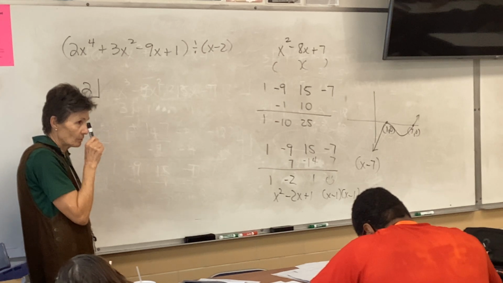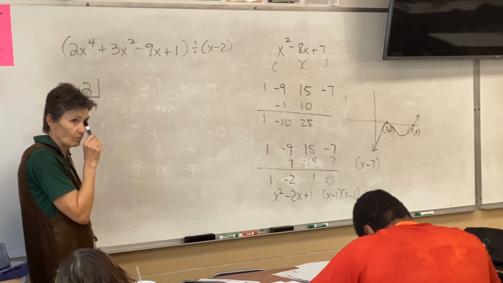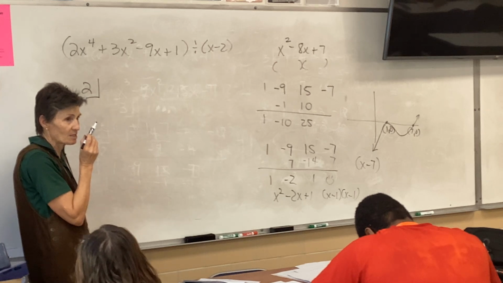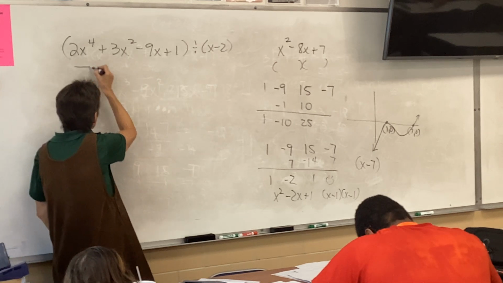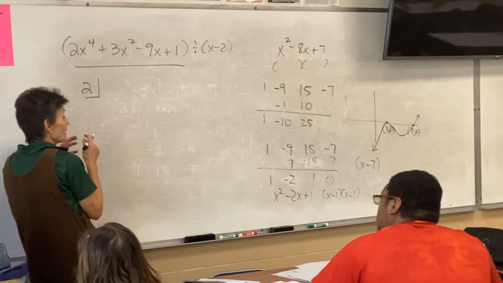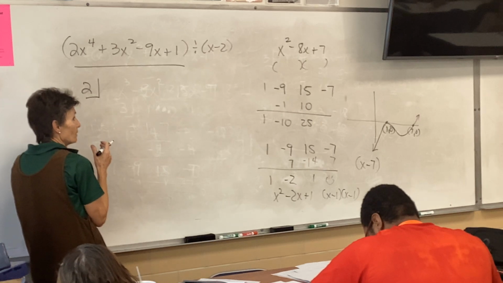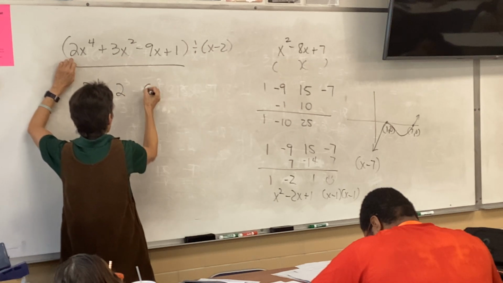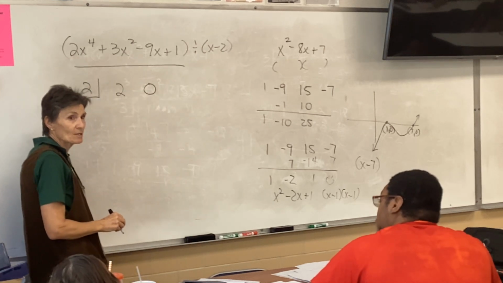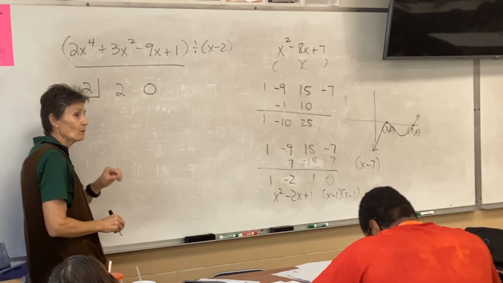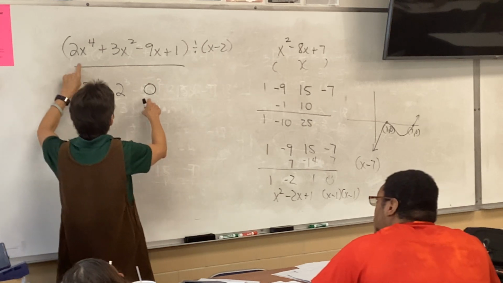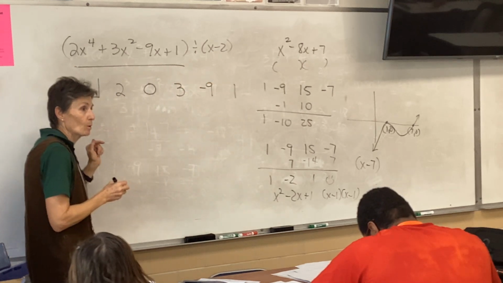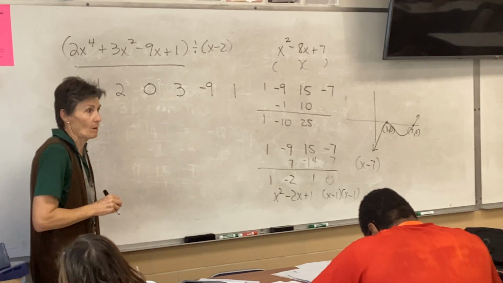Now, don't overlook the fact that there's something missing in this problem. Look at this, this is a big long thing, but there's something missing. What's missing in this? X cubed. So when you do synthetic division, you have to put a 0 in there. Do you remember that from last year? If you have a power missing, you must put in the 0. If you had 2 powers missing, you would put in 2 zeros.